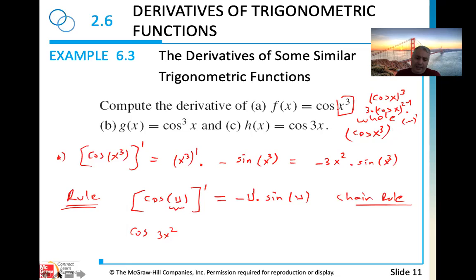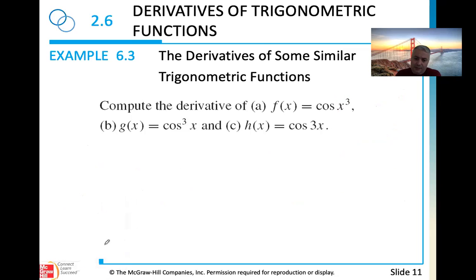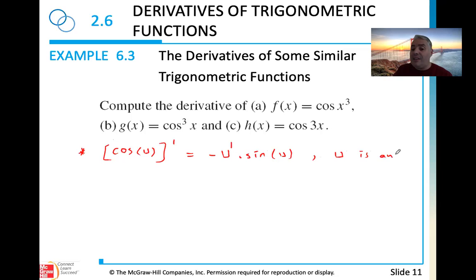So I understand the concern, the part where you have difficulty. To solve this, I am recommending this one. Let us memorize this. The derivative of cosine of u is negative u derivative times sine of u. What is u here? u is any function, anything.